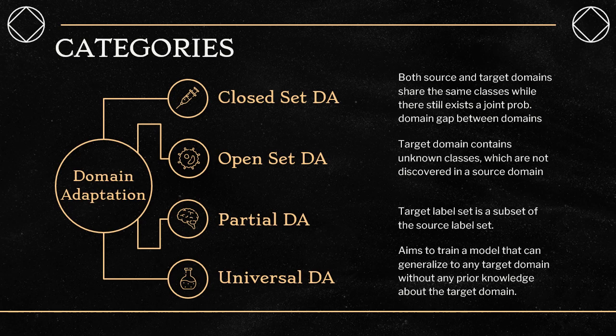What is open set domain adaptation? In open set domain adaptation, a question is asked which you have not answered before, and it comes from the unknown part. If the target domain contains some classes which are not in the source domain, that is open set domain adaptation. And what is partial domain adaptation? Partial domain adaptation comes when the target domain has only a subset of the source domain classes. And universal domain adaptation simply assumes that it doesn't require prior knowledge of the target domain.